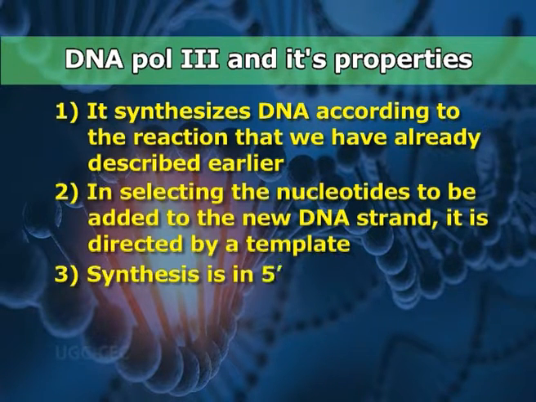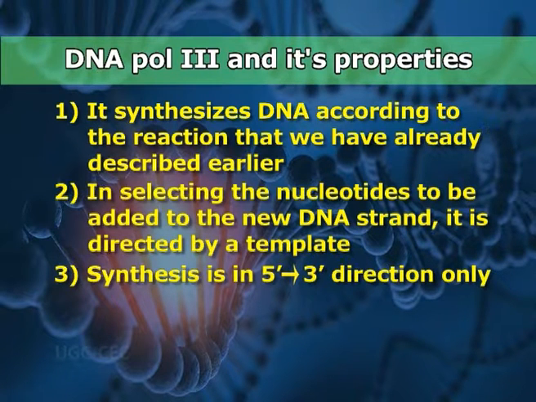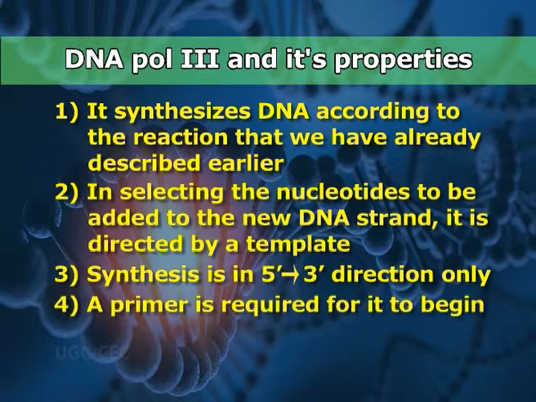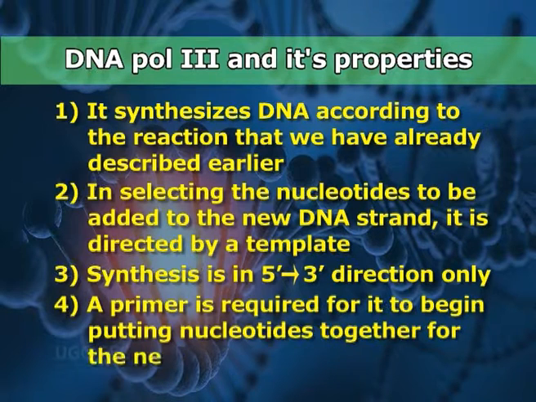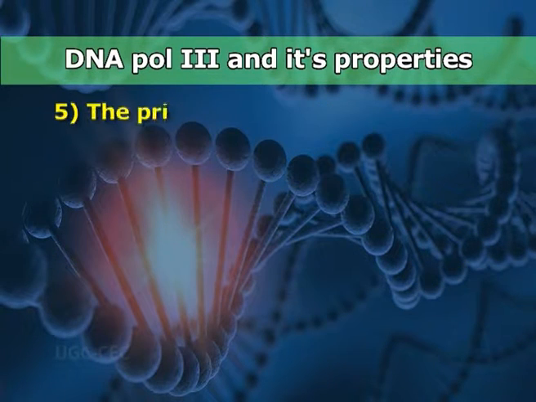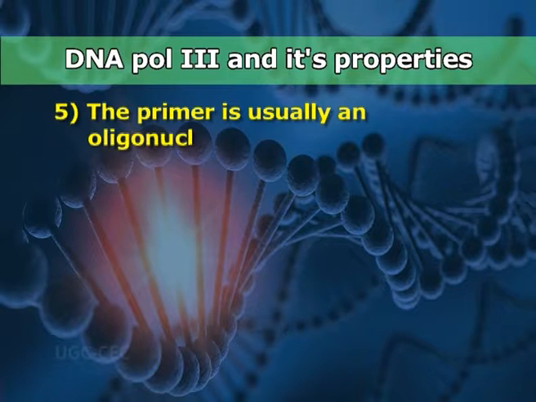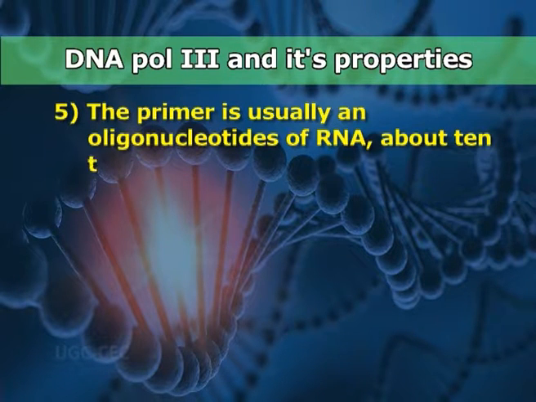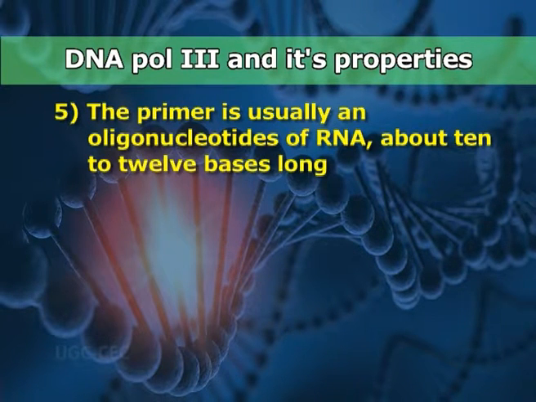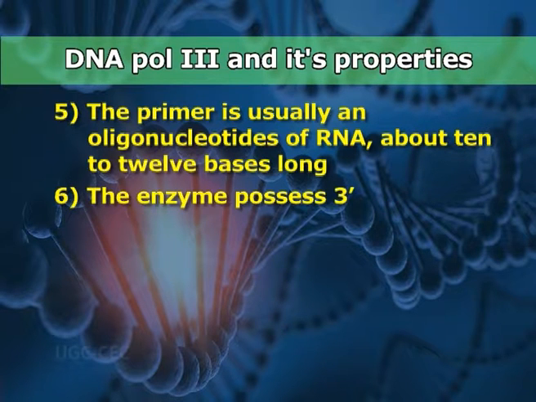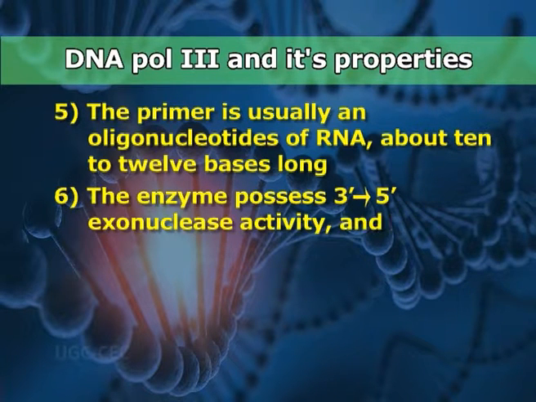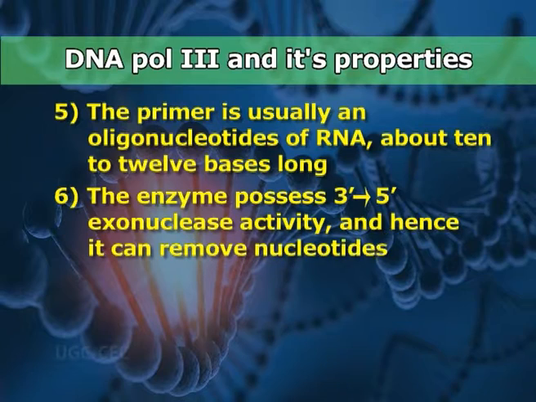Synthesis is in the 5' to 3' direction only. A primer is required for it to begin putting nucleotides together for the new strand. The primer is usually an oligonucleotide of RNA about 10 to 12 bases long. The enzyme possesses 3' to 5' exonuclease activity, and hence it can remove nucleotides in this direction to do proofreading so that fidelity in copying the template is achieved.